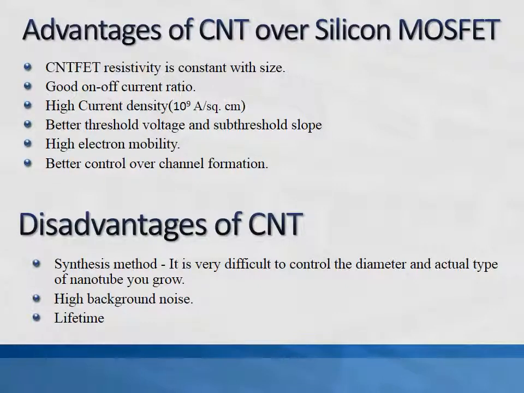Advantages of CNT over silicon MOSFET. CNT FET resistivity is constant with the size, thus making an excellent interconnect. They have good on-off current ratio, high current density of 10⁹ ampere per square centimeter, better threshold voltage and subthreshold slope, and high electron mobility as compared to that of silicon, and better control over the channel formation.